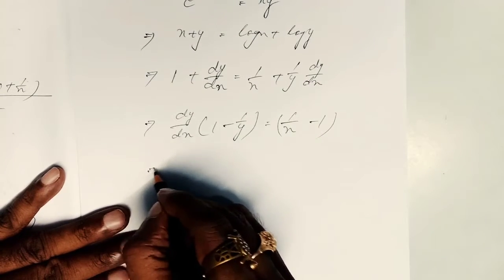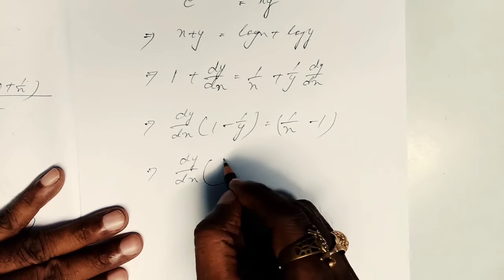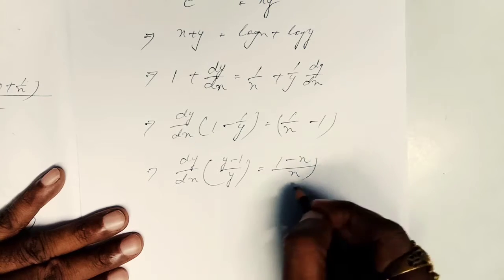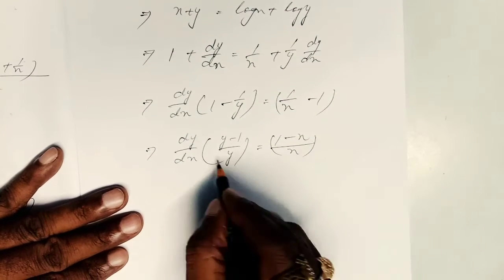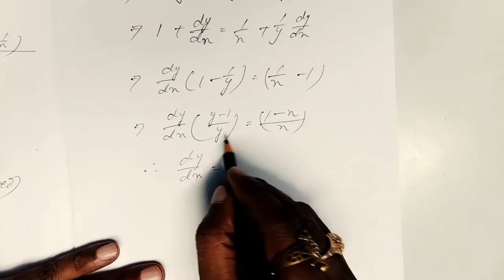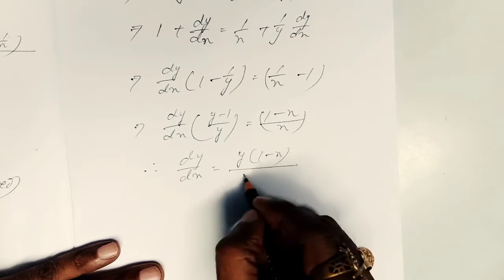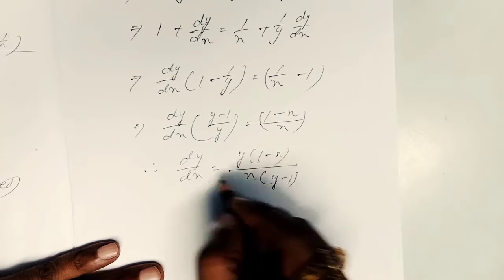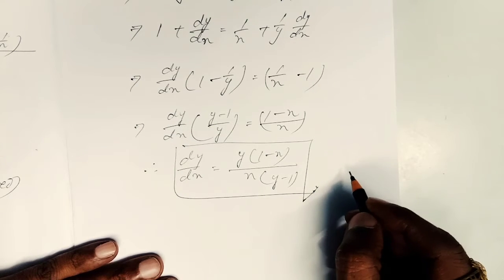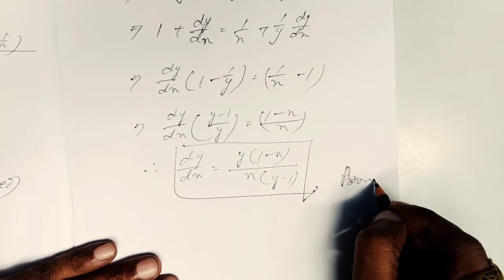Now take the LCM. After taking the LCM, dy by dx is multiplied by y minus 1 by y, and the other side is 1 minus x by x. After that, you divide. Therefore, dy by dx will be: the y goes up, that means y into (1 minus x), and the x comes down along with y minus 1. This is the way of proving question number 7 of exercise 6.7, ML Agarwal class 12.